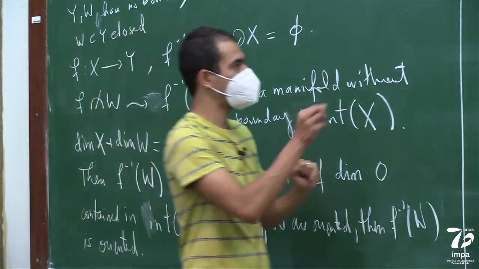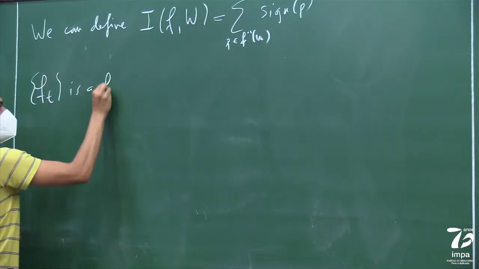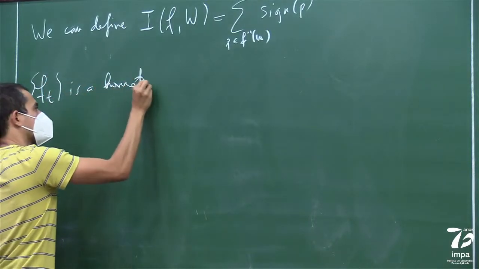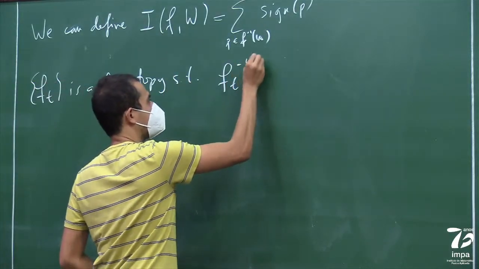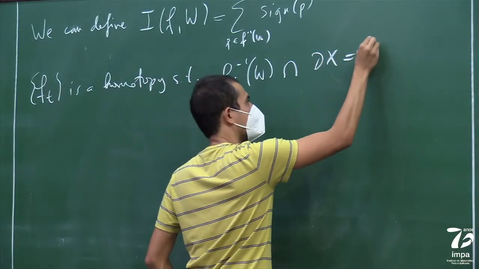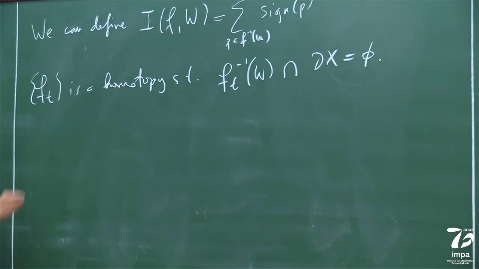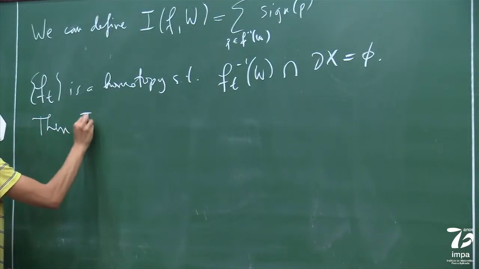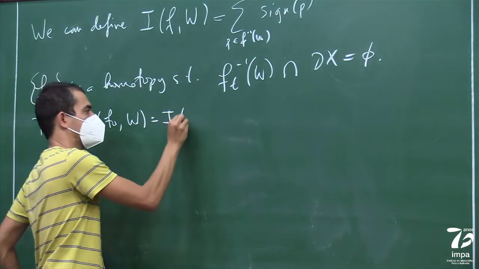Okay, so if f_t is a homotopy such that the preimage of W never intersects the boundary of X, then you're good. Then the intersection number of f_0 with W is equal to the intersection number of f_1 with W.